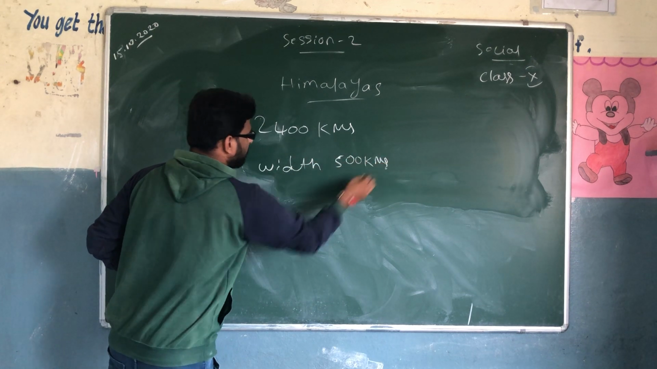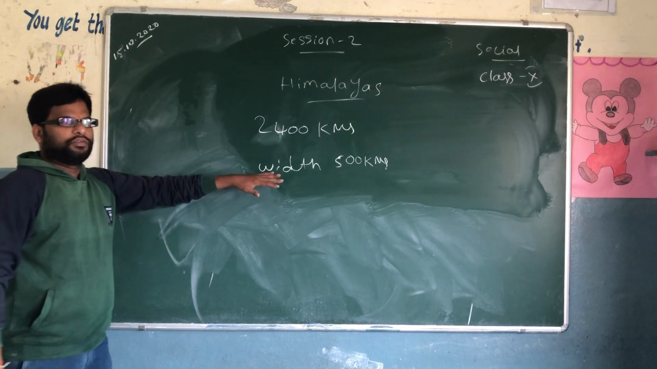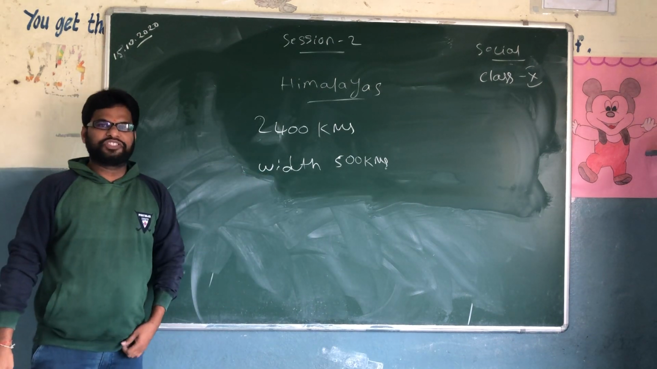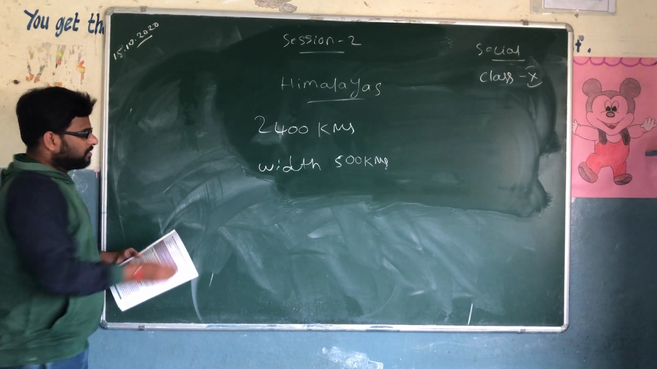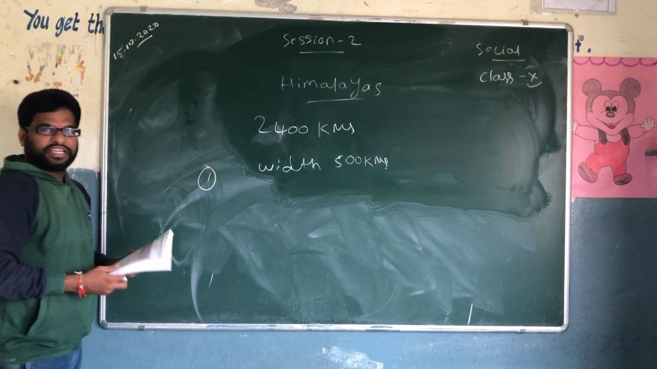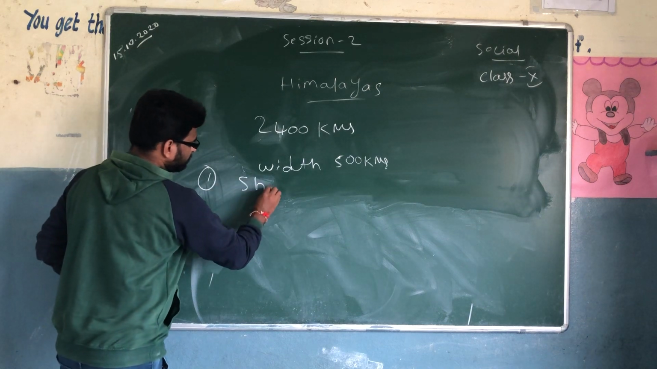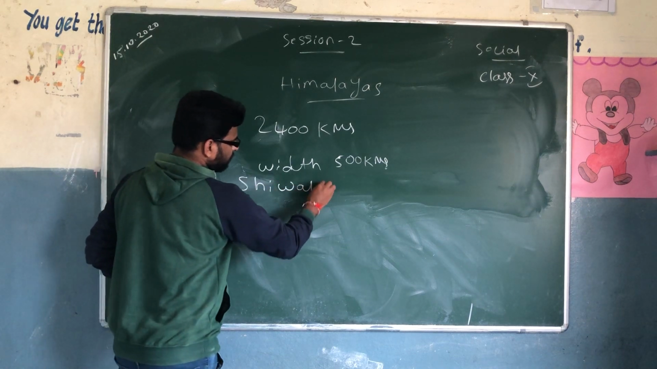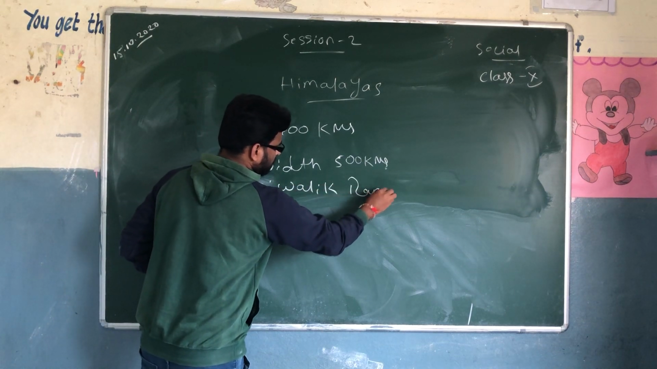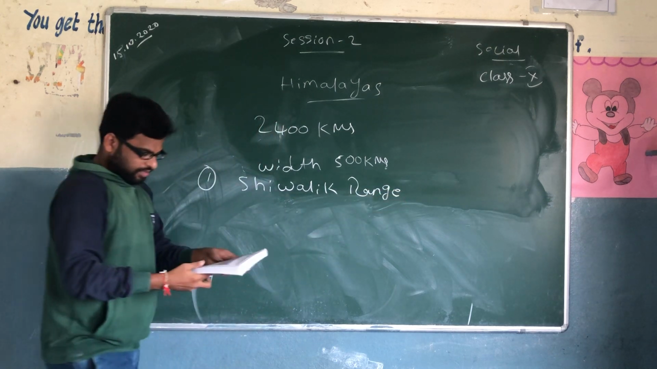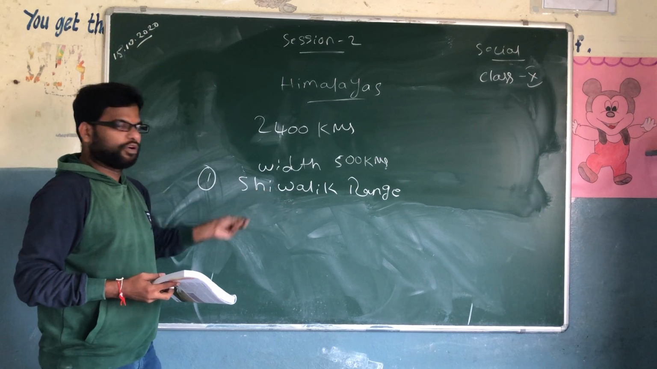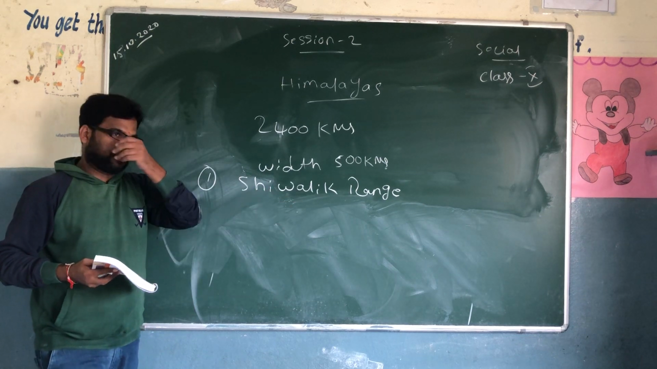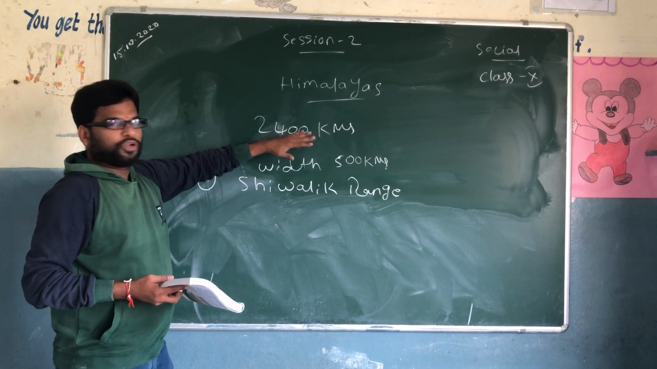Now we have three ranges that differ within the Himalayas. One is the Shivalik range. Let us discuss what the Shivalik range is and how it got formed, from the Himalayas point of view.